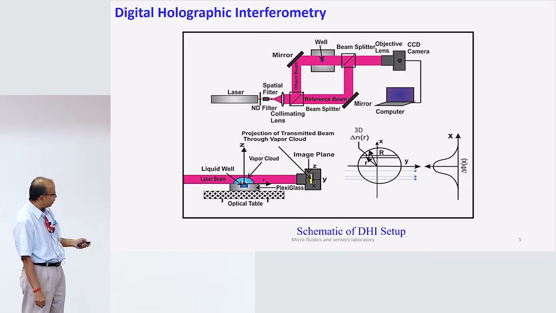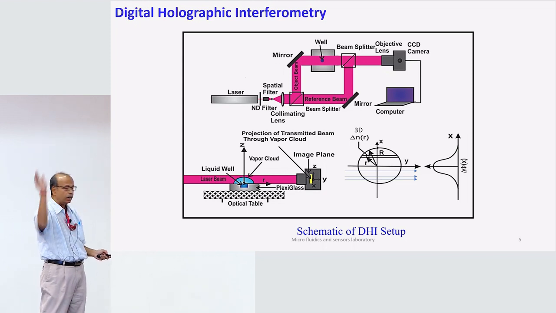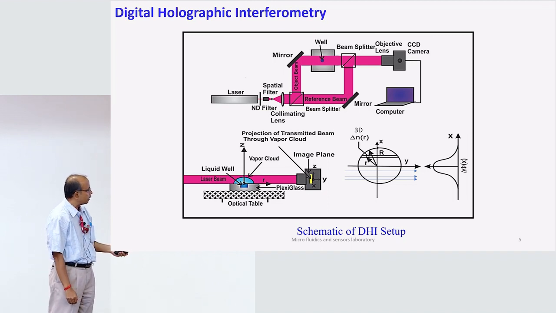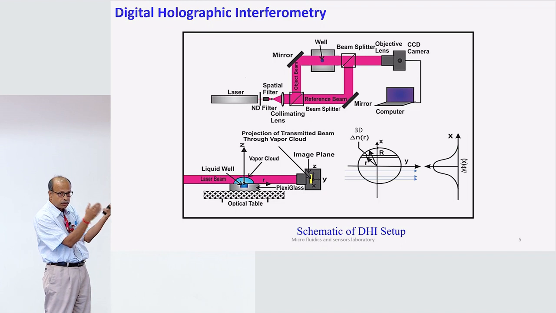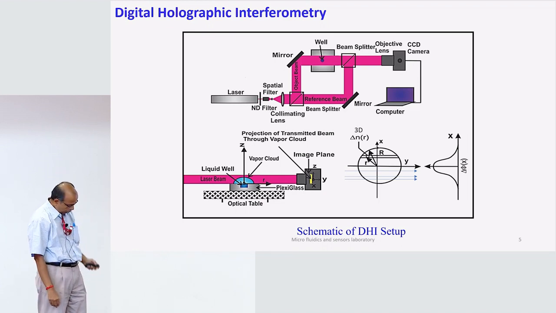Once we record it, the vapor cloud is changing in a three-dimensional manner, and we get two-dimensional measurements. This is the intensity distribution in this plane, and we reconstruct it so that we get a three-dimensional distribution of the vapor cloud above the well.